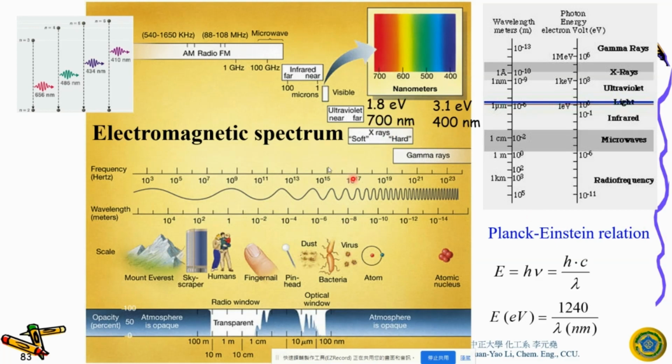So this needs to be in your mind. Okay, as a student in materials science, please remember these numbers. If I ask you what the range of the energy of visible light is, it is 1.8 to 3.1. What is the wavelength range of visible light? 400 to 700. Okay.